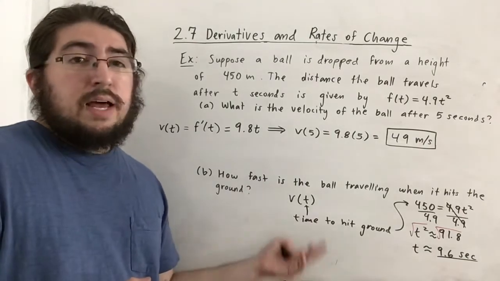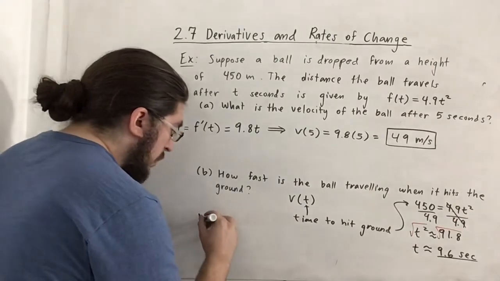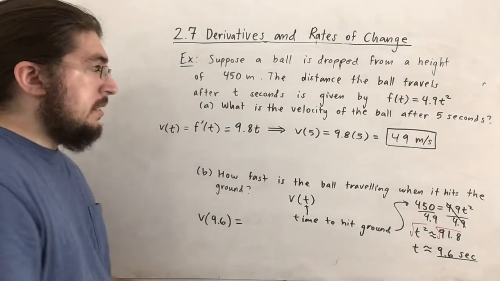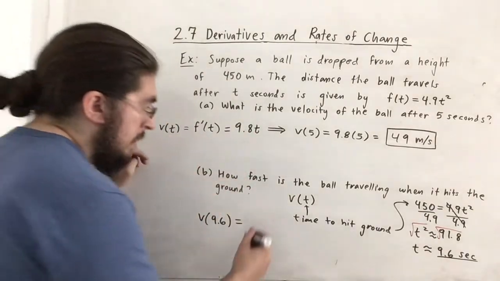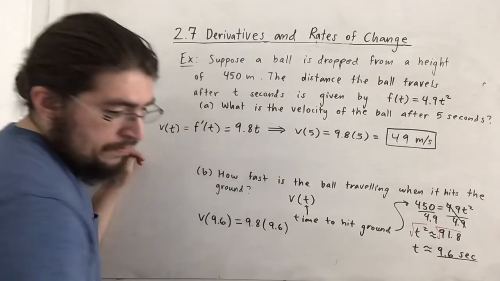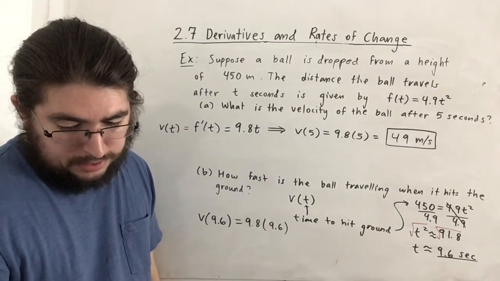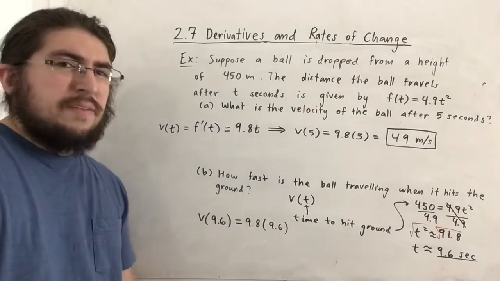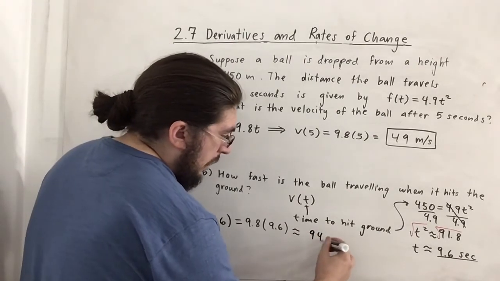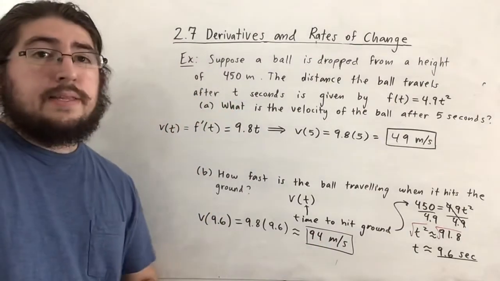And now what we're going to do is find the velocity when it hits the ground by finding the velocity after this many seconds. So really what we want to find is v of 9.6. Now v of t is 9.8t, so this is going to be 9.8 times this t value, which is 9.6, and using my calculator again, 9.8 times 9.6 gives me about 94.08. Let's just say 94. So it's approximately 94 meters per second. If you want to be more accurate, you can be more accurate, but that's what I'm going to say there.